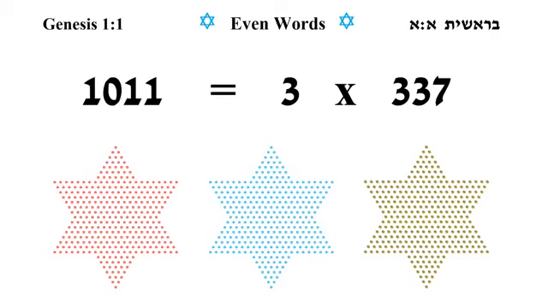337, we know, is a perfect Star of David number. So with just the gematria of the even words, we have enough dots to make 3 Stars of David, each of 337 dots.